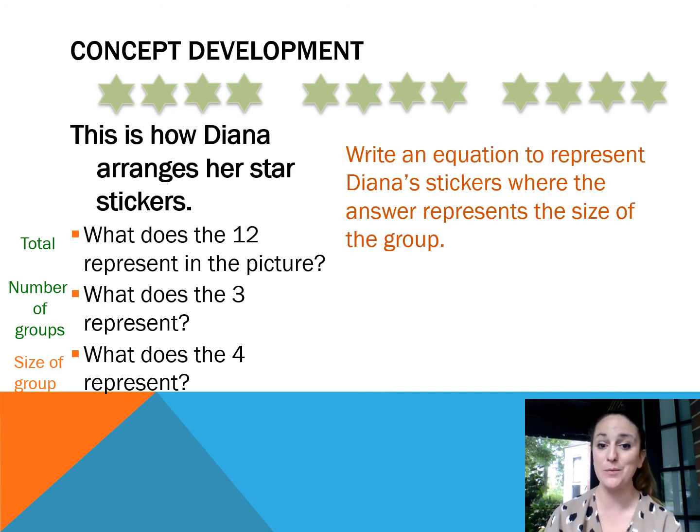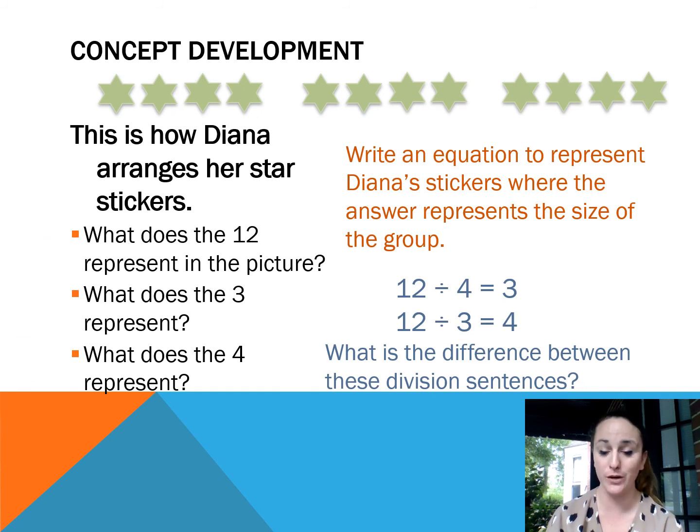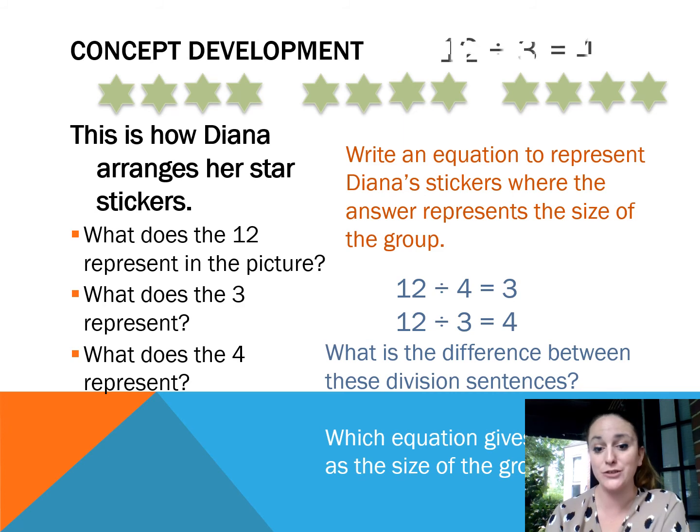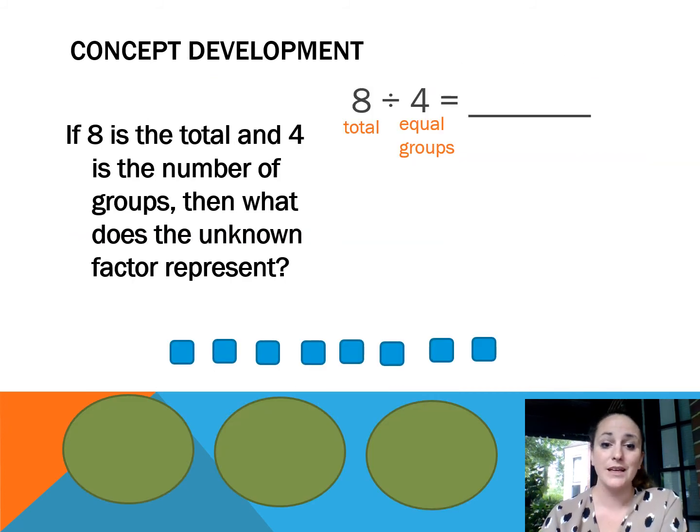Let's write an equation to represent Diana's stickers where the answer represents the size of the group. We'll start with the total. 12 divided by 4 would be the amount in each. 12 divided by 3 will be the 12 divided into 3 groups, has a total of 4. Which equation gives you the size of the groups? 12 divided by 3 equals 4 gives you the size of each group. If 8 is the total and 4 is the number of groups, then what does the unknown represent? It represents the size of the group.